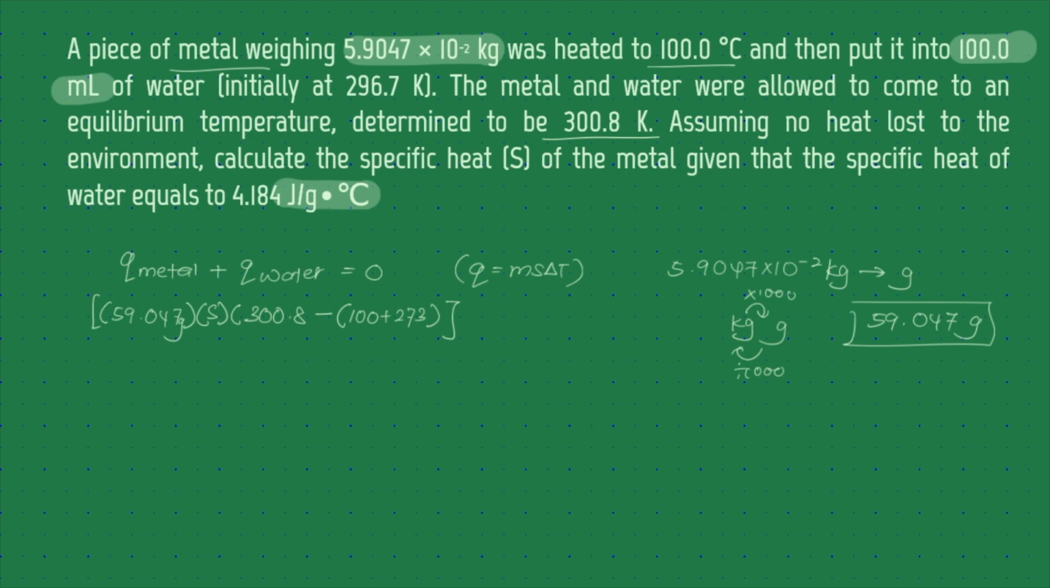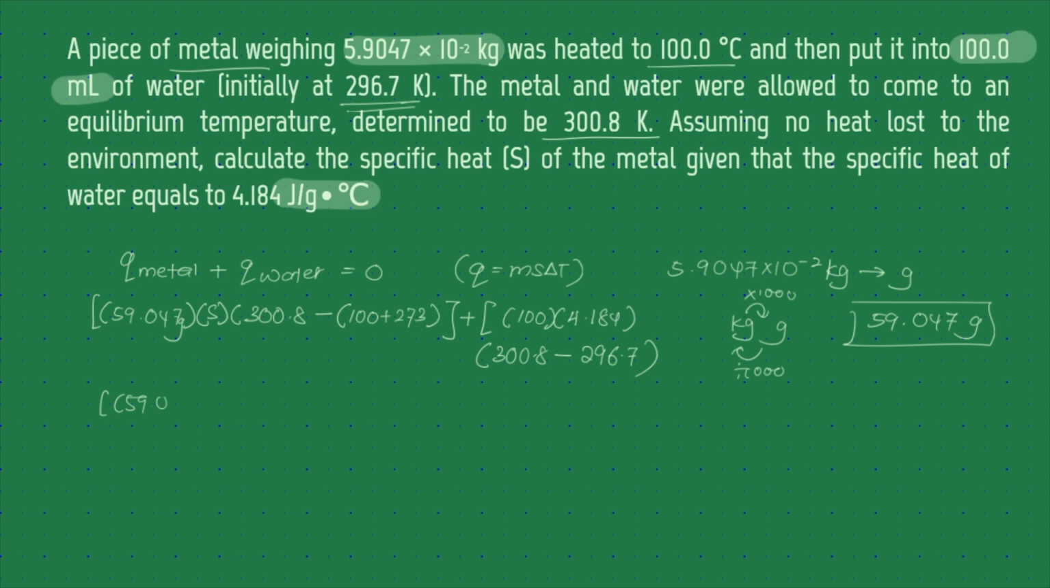Right, we are settled with the metal. So we need to add the information for the water. 100 milliliter of water is 100 gram. And then the specific heat is given in the question, 4.184. And the delta T, the final temperature is the same, 300.8 Kelvin, minus the initial temperature. So the initial temperature of water is 296.7.